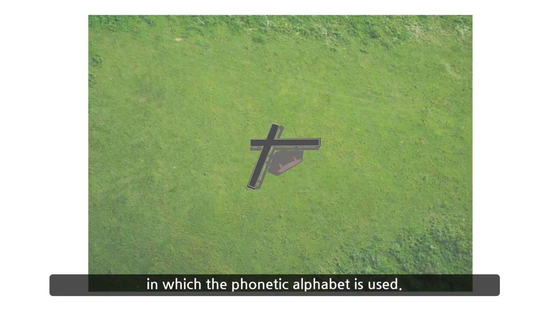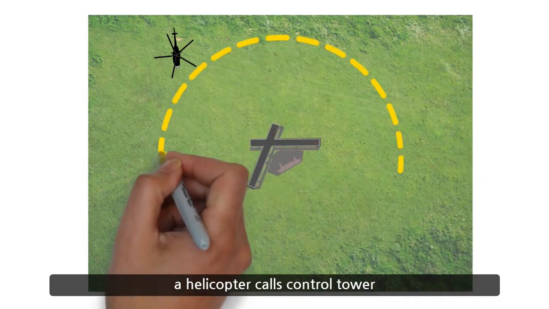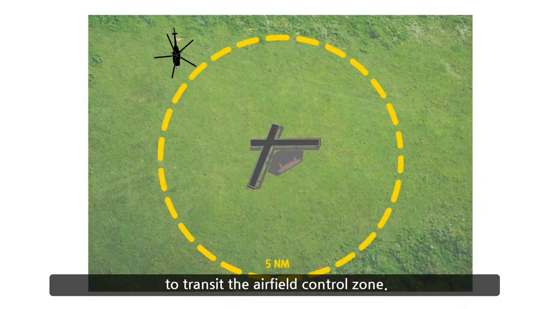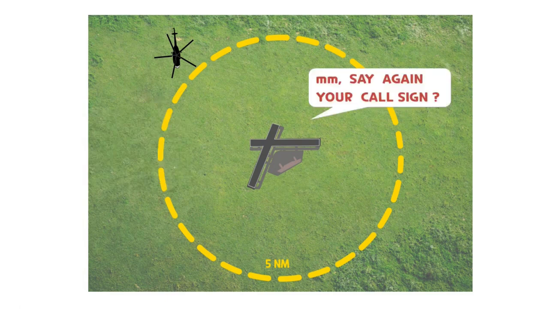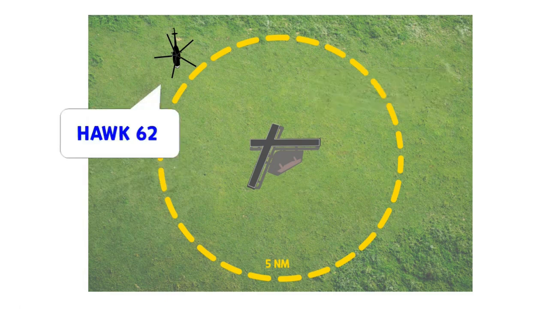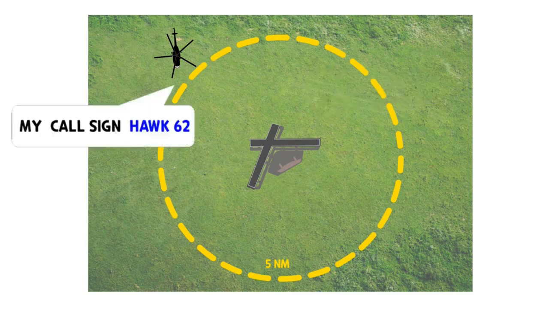Consider another situation in which the phonetic alphabet is used. When the traffic is busy, a helicopter calls the control tower to transit the airfield control zone. Tower, Hawk 62, position northwest 5 miles of your airport. Request transition to southwest bound. Say again your call sign? Hawk 62. Verify Hawk 62? My call sign is Hawk 62.